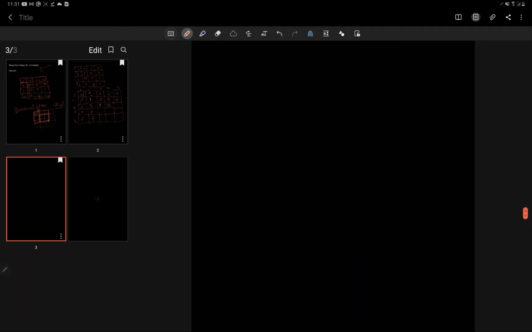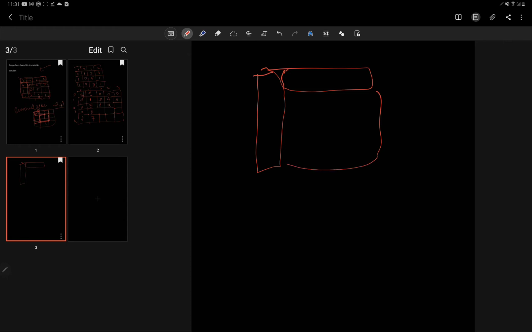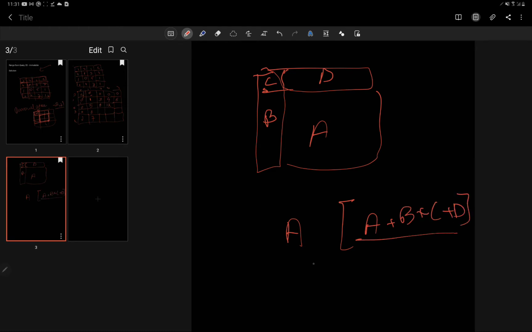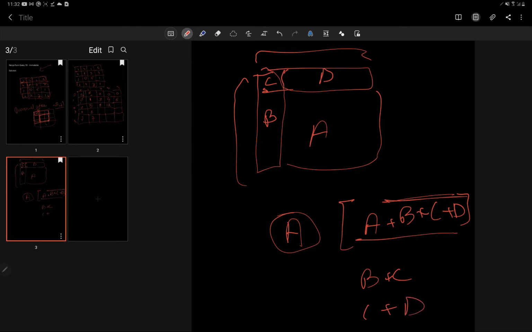So consider it as an area problem. If the area sum of this is known, and this is known, and the total is known, let's say this portion is B plus C and D. To calculate the sum for the area A, suppose we have the sum for A plus B plus C plus D given to us. If this is the sum given to us and we have to calculate A, then we have to subtract these terms. What is this sum? This sum is B plus C. And what is this sum? This sum is C plus D.